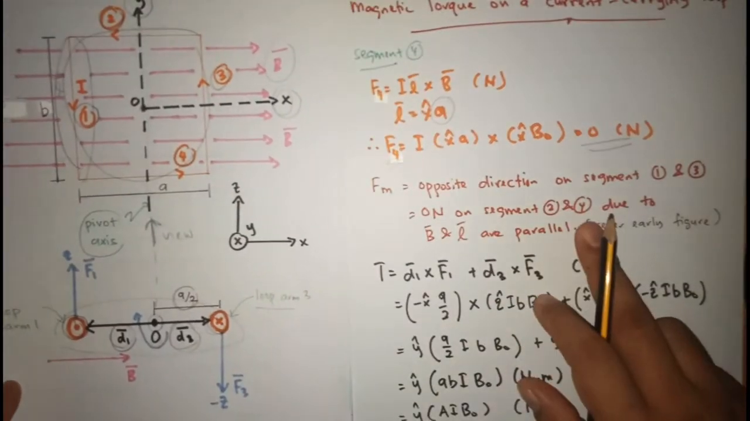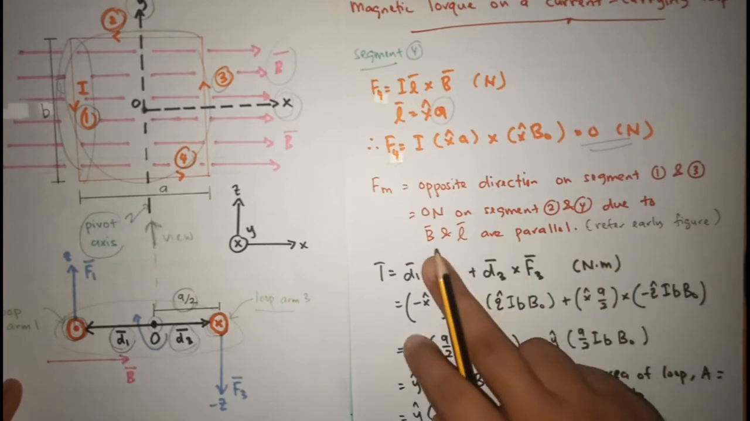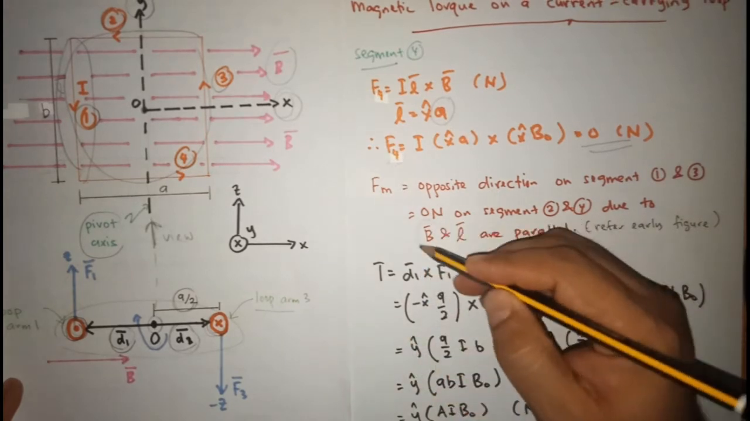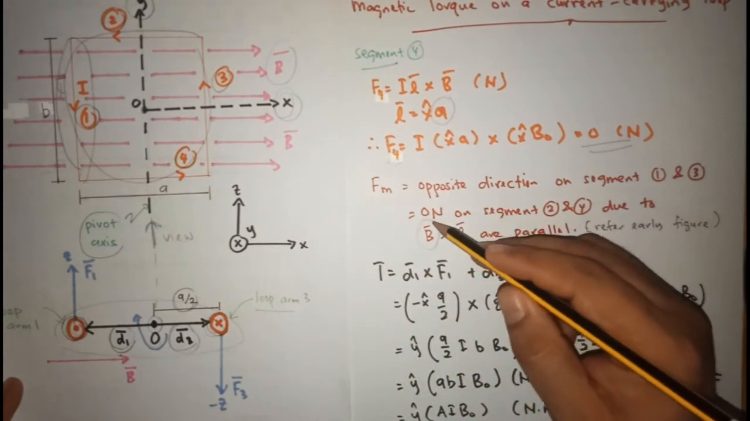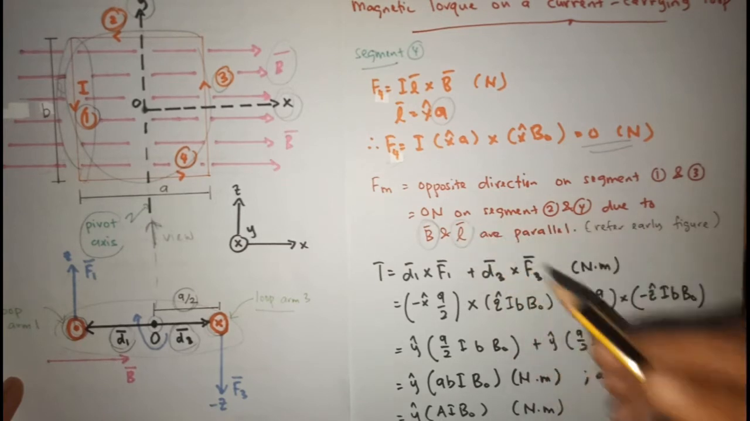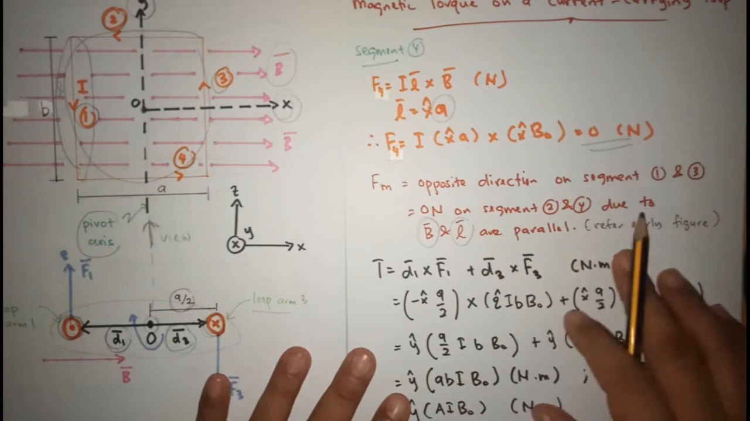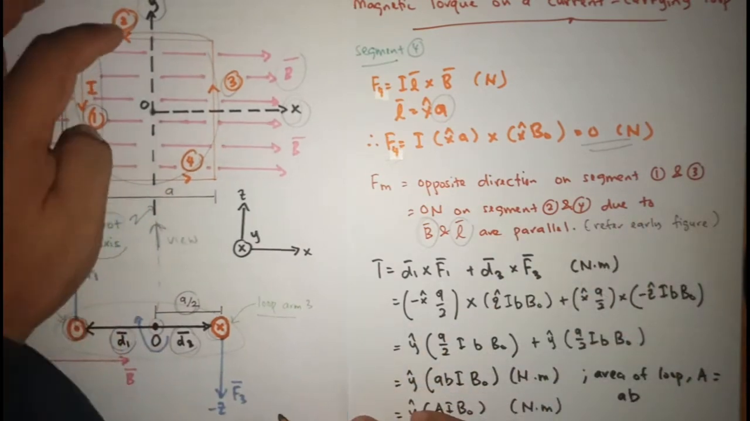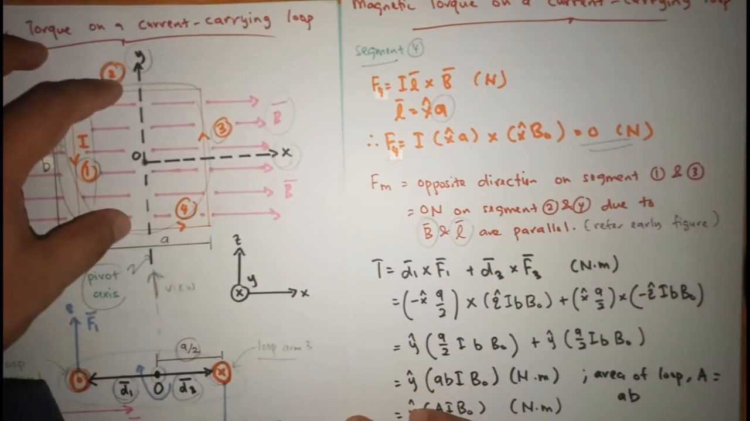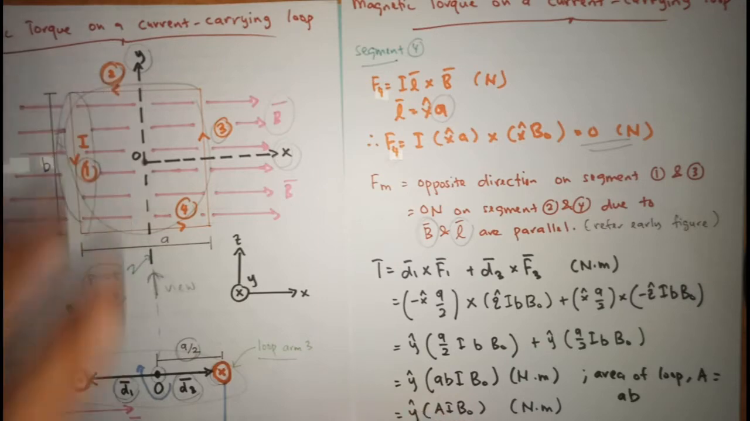However, for the second and fourth segments, because the vector B and the vector L are in the same direction, we see that the force on the second and the fourth segments becomes 0.